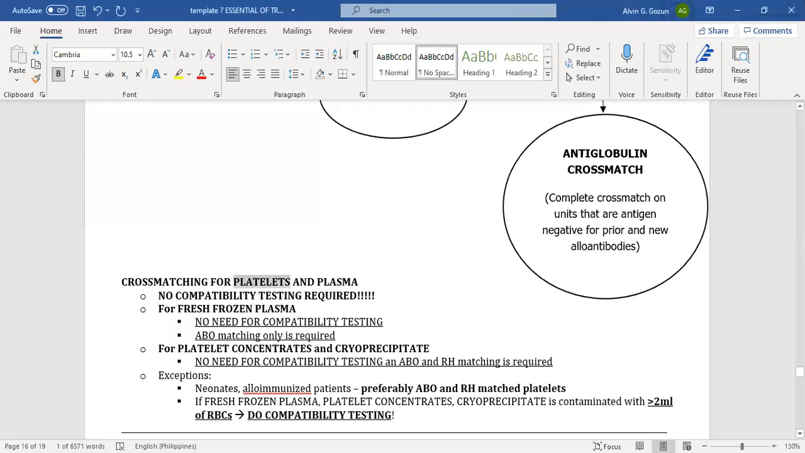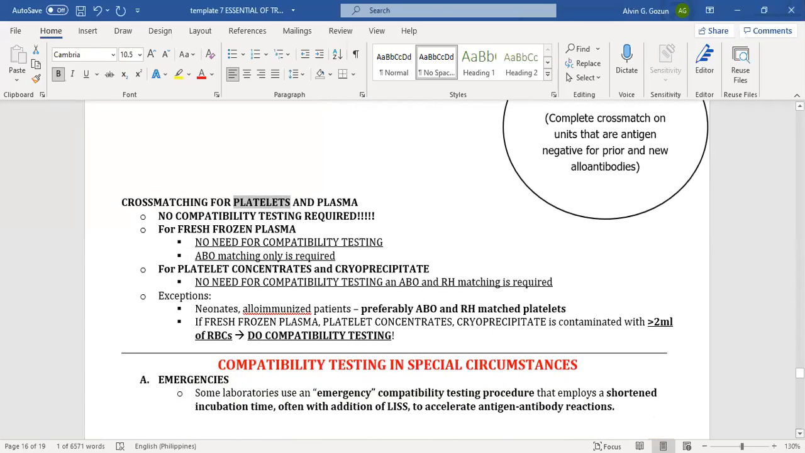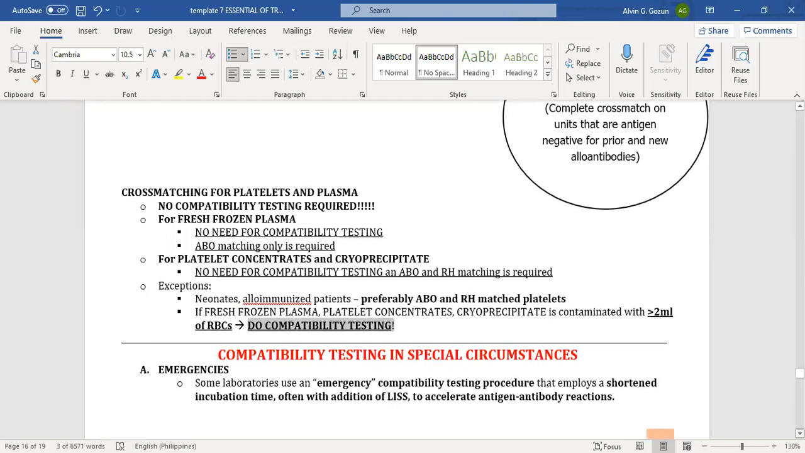Next, exceptions. Neonates and alloimmunized patients, preferably, they should be ABO, RH matched platelets. And sabi dito, if fresh frozen plasma, platelet concentrate, and cryoprecipitate is contaminated with, guys, recall question ngayon lang, recently sa board exam, contaminated with more than 2 ml of RBCs, do compatibility testing. Again, take note of the magical number.